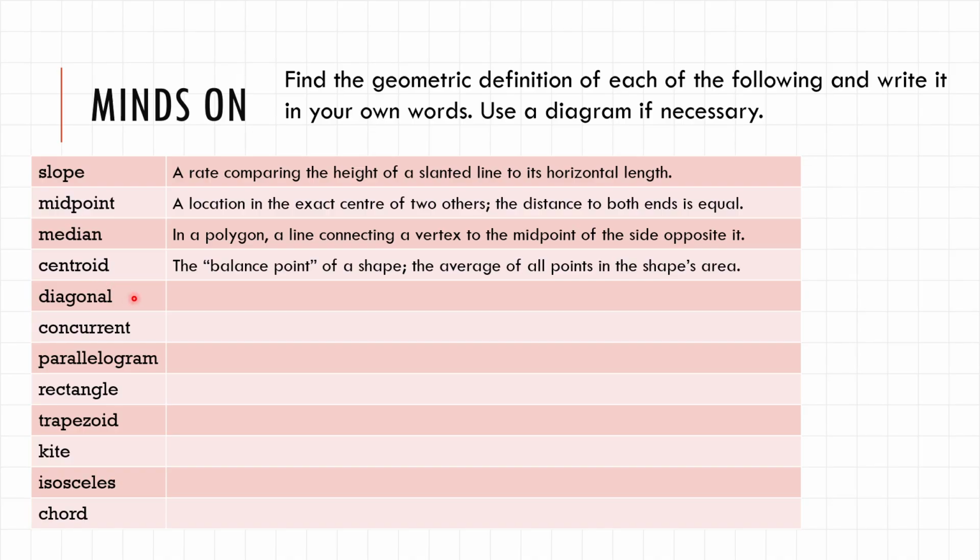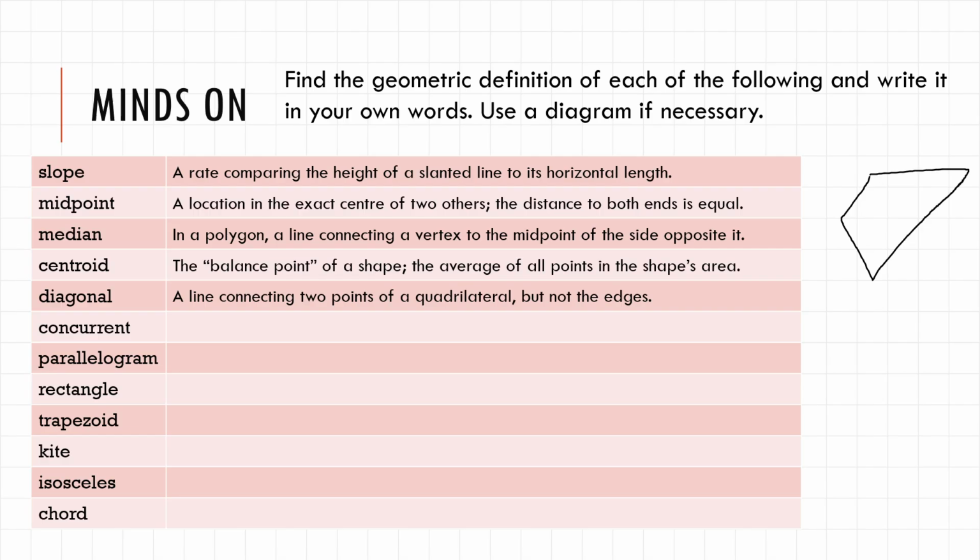Concurrent, or excuse me, diagonal. A diagonal is a line that connects 2 points of a quadrilateral, but not the edges. So if I had a quadrilateral, and I'm going to make a really weird one right here, the diagonal would be this line right over here, or maybe this line right over here. Those are the diagonals of that quadrilateral. So a line that connects 2 points, but not the edges.